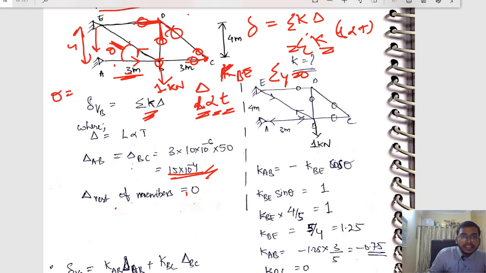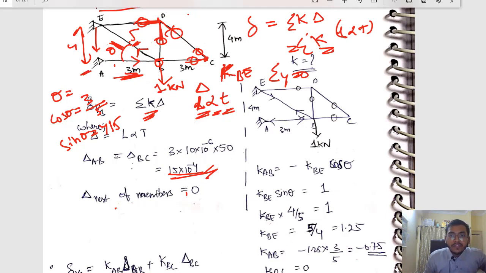If this is 4 meters and this is 3 meters, obviously my hypotenuse will be 5 meters. So if I am taking cos theta, what will be the value of it? Cos theta will be nothing but 3 by 5, right? This length divided by hypotenuse. And what will be your sin theta? Sin theta will be 4 by 5, opposite divided by your hypotenuse.